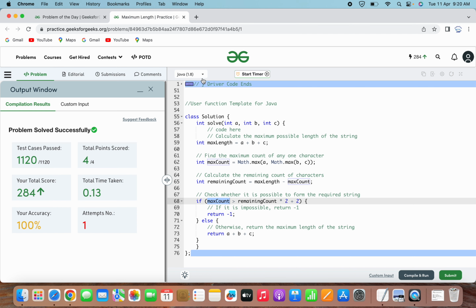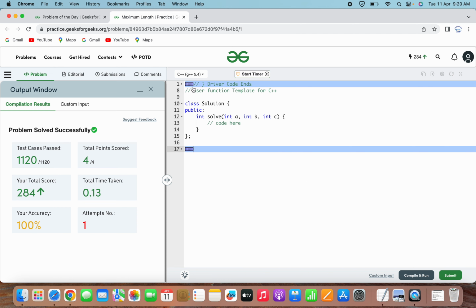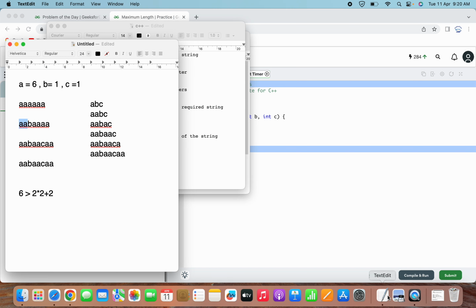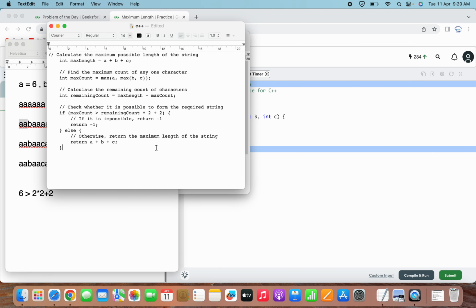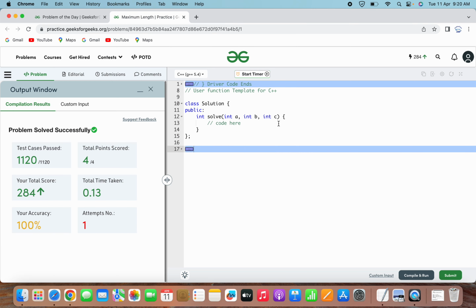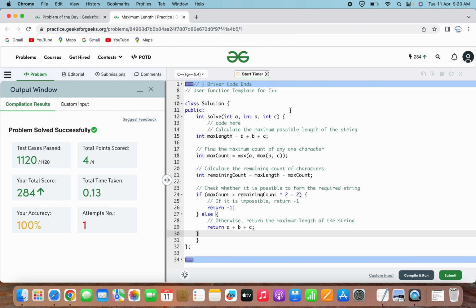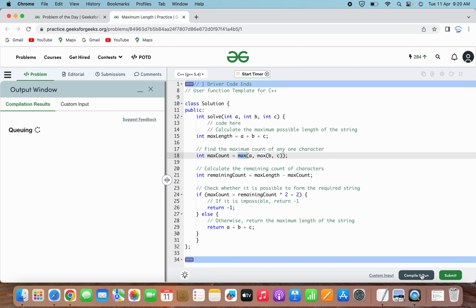I have even prepared the C++ solution using the same logic. The only difference is the syntax differences between C++ and Java. So let me copy this here. So here, instead of using math.max, in C++ you can directly use the max function. So that only is the difference. Apart from that, everything is same. Condition is also same. Let's try compiling this code.